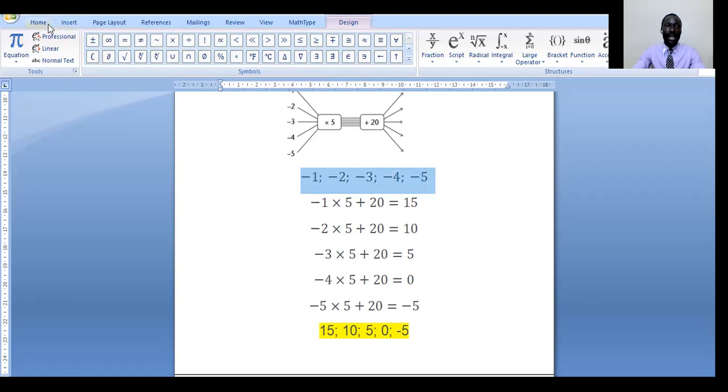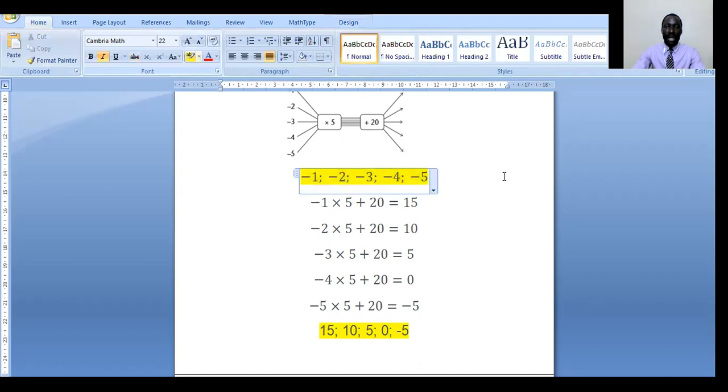Now the thing here is, with the function, from the first set, we have these values that are associated to a single value here. That gives a function. So -1 is associated to 15, -2 is associated to 10, -3 is associated to 5, -4 is associated to 0, and -5 is associated to -5. That is what we call a function.